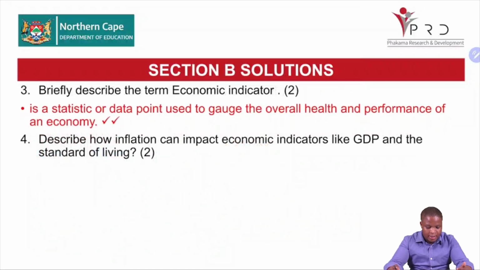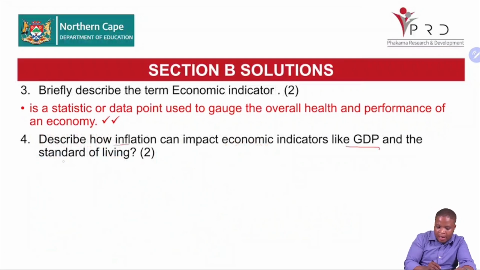So an economic indicator is a statistic or a data point used to gauge the overall health and performance of the economy. So it's used to measure the overall health and performance of an economy. That is your economic indicators. When you're looking at the GDP or production, when you're looking at unemployment rate, when you're looking at terms of trade, when you're looking at inflation rate, those are what? Economic indicators. Briefly describe how inflation can impact economic indicators like GDP and standard of living. How inflation will affect GDP and the standard of living.